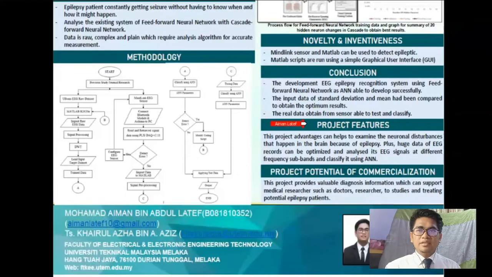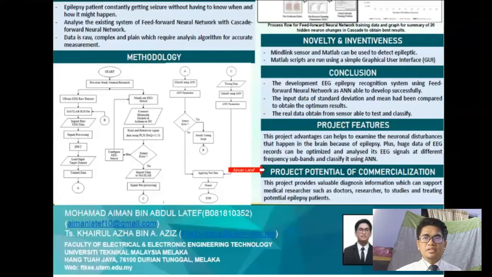Plus, a huge amount of EEG record data can be optimized and each EEG signal analyzed at different frequency subbands and classified using an artificial neural network, which is much easier to implement. Since the dataset is complex and plain, requiring an analysis algorithm for accurate measurement, this project provides valuable diagnosis information which can support medical researchers such as doctors to study and treat potential epilepsy patients.